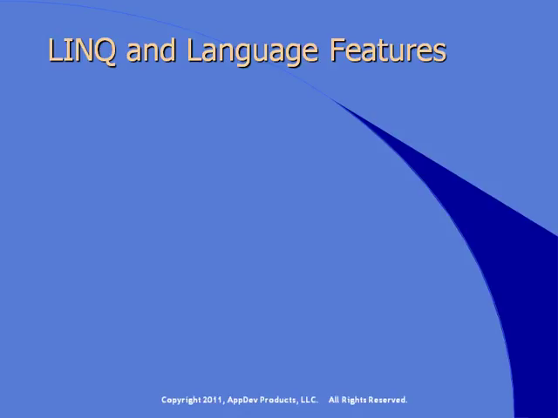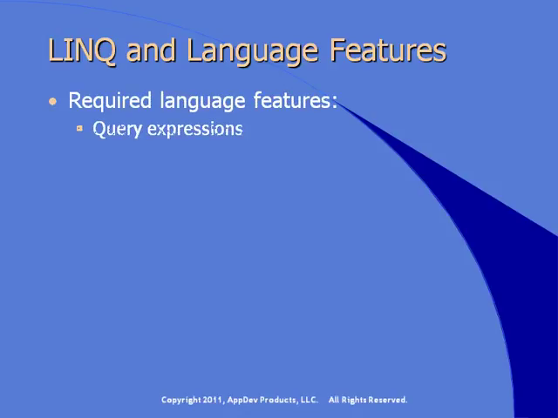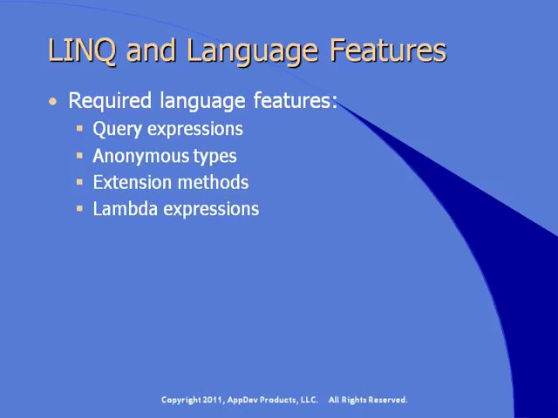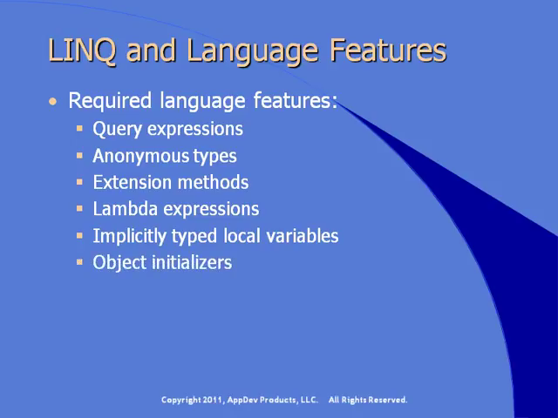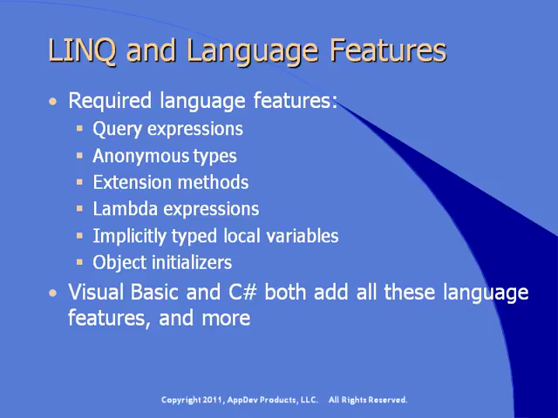In order for LINQ to do its work, there were several language features that both Visual Basic and C# were required to add. We'll look at each of these throughout this course. These include query expressions, anonymous types, extension methods, lambda expressions, implicitly typed local variables, and object initializers. Both Visual Basic and C# add all these language features, and a little more, so you can type code within Visual Studio, get IntelliSense, and make it easy to create LINQ queries.